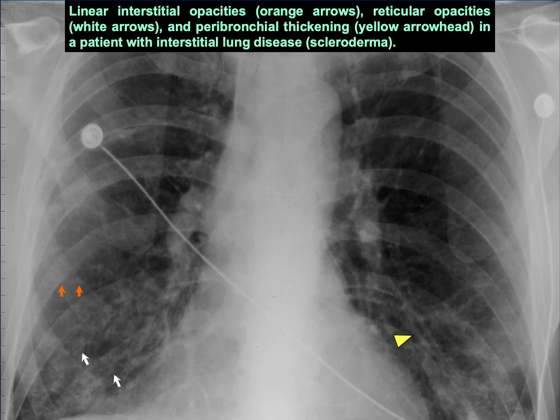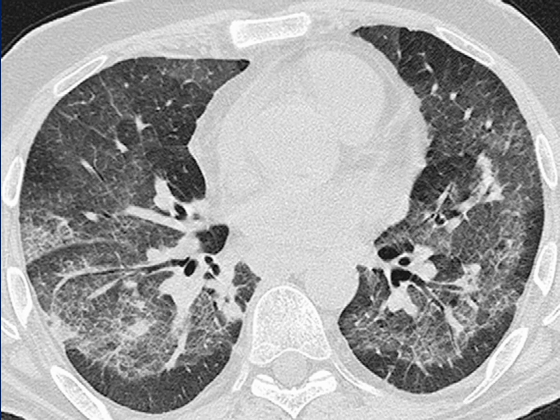This is an X-ray demonstrating a straight linear opacity depicted by the orange arrows. You can also see the white arrows, which show some reticular opacities, and then the yellow triangle, which shows peribronchovascular thickening or peribronchial thickening, where the wall of the bronchus is thickened and there's air inside the bronchus. When we look at the CT scan, we see very similar linear or straight line appearing infiltrates. Those would be considered reticular infiltrates.